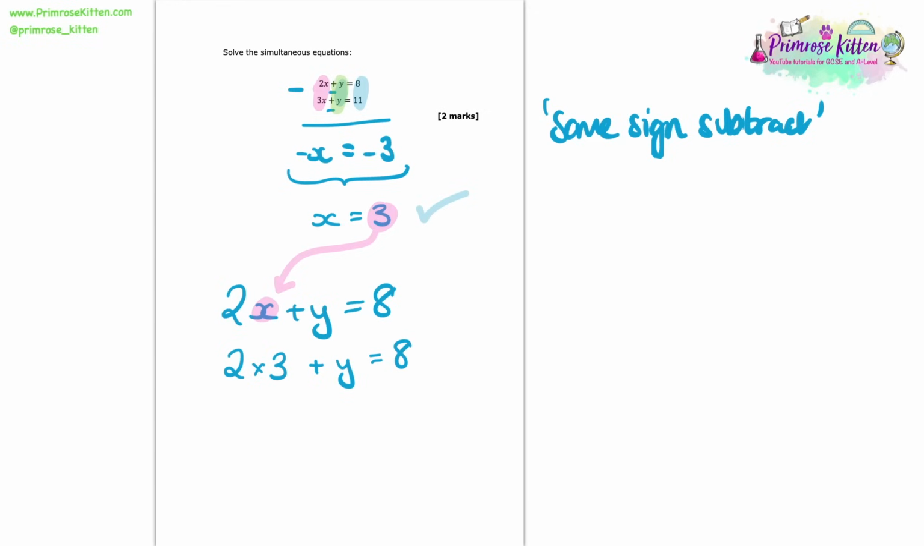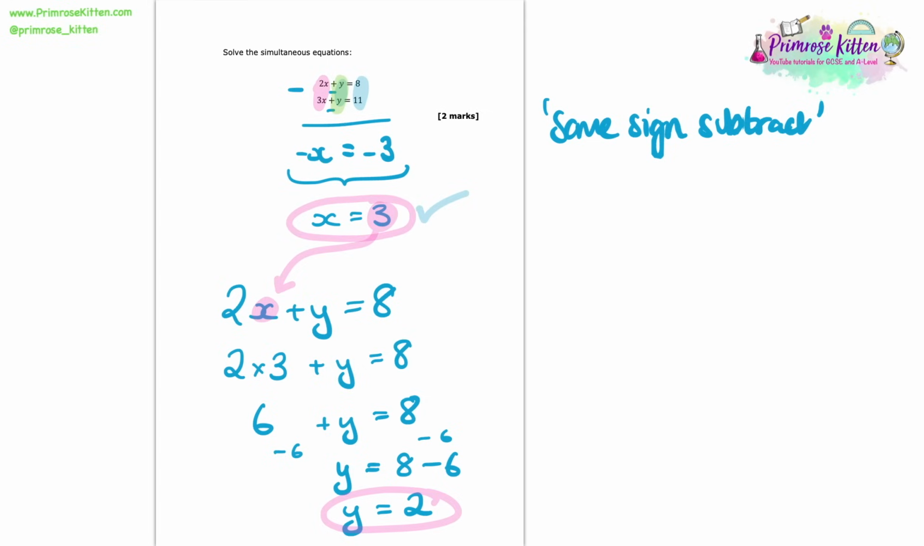2 times 3 we know equals 6. So here we have 6 plus y equals 8. And rearranging this to get the y all on its own, we need to subtract 6 from each side. So 8 minus 6 is going to give us y is equal to 2. So our answer to this is that x is equal to 3 and that y is equal to 2.